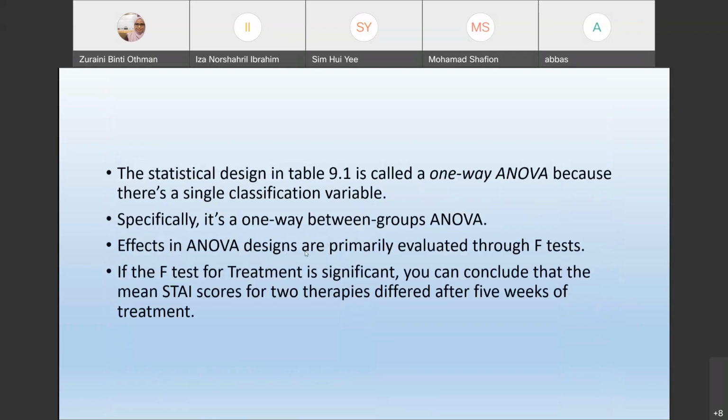Effects in ANOVA design are primarily evaluated through the F test. Later we look at what the F test means. If the F test for treatment is significant, we want to know whether it is significant or not. Look at the p value. If the p value is less than the alpha that we state, which is normally 0.05 or 0.01, we can conclude that this treatment is significant.